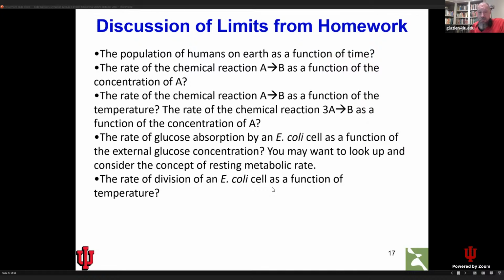So having said that, I wanted to come back to a couple of the problems in the homework. These were all designed to be slightly trick questions. And I thought maybe we could discuss them. Why don't we come back to the very first one, which was, what's the population of humans on the Earth as a function of time?